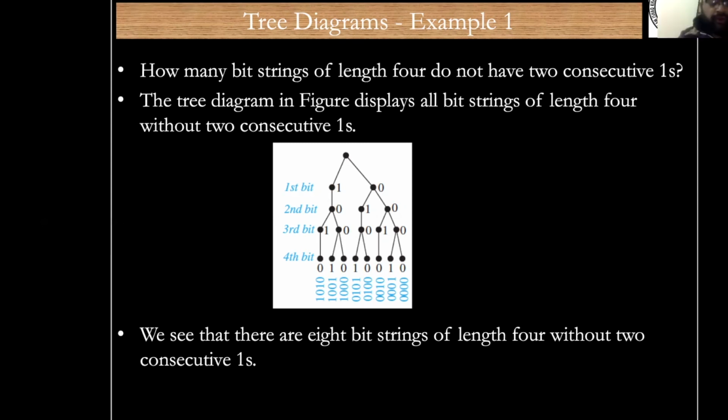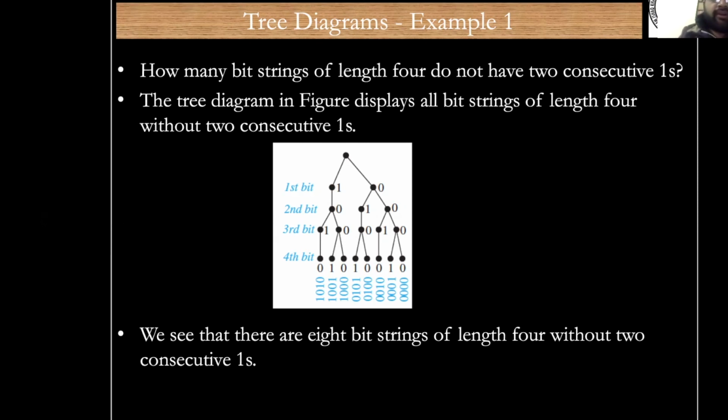2 raised to power 4 minus the number of strings with 2 consecutive ones: first 2 ones, then second 2 ones, then third 2 ones, followed by 3 ones, followed by 4 ones, etc. So that's the harder part in this. But if you draw it through a tree diagram, this becomes much easier, as you will see. The tree diagram in the figure displays all the bit strings of length 4 without 2 consecutive ones.